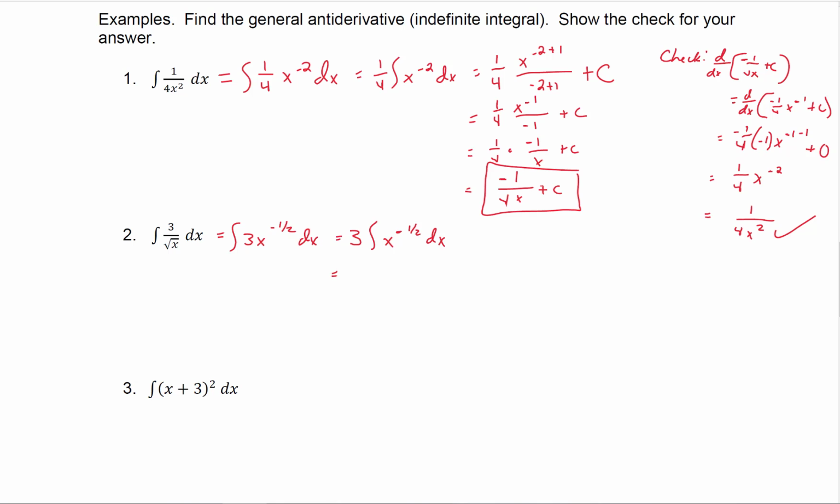And so then that is 3x to the negative 1/2 plus 1, over the new power, so negative 1/2 plus 1, plus c. So this becomes 3x to the 1/2 power over 1/2 plus c, which then cleans up to be 6 square roots of x plus c.